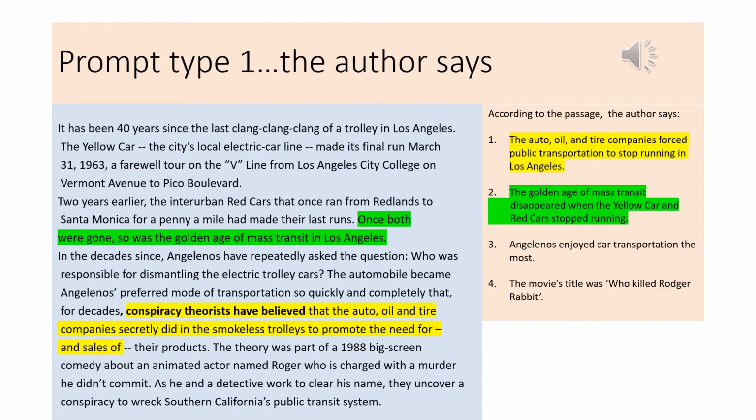You have to stay focused. When you look at the green letters in the text where it says, once both were gone, so was the golden age of mass transit in Los Angeles, now that's the narrator's voice. That's the author's voice. If that shows up as an answer on the test, you'd be quite correct to go after it. So just be careful. The author's point of view is sometimes hidden behind other voices or other narrative forms that he throws up in front of you.